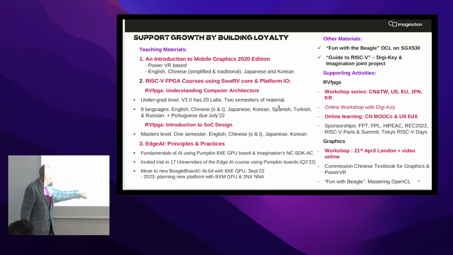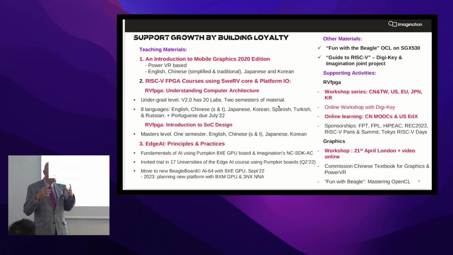We're using our 8XC GPU, which is, the trial was done on a Pumpkin board. I'm pleased to tell you there's a new board from Beagle called the BeagleBone AI64, which has the same GPU. And after a bit more debugging, we will release these materials openly in September. We've had a very successful trial, got really good feedback. And those materials will be released end of September.